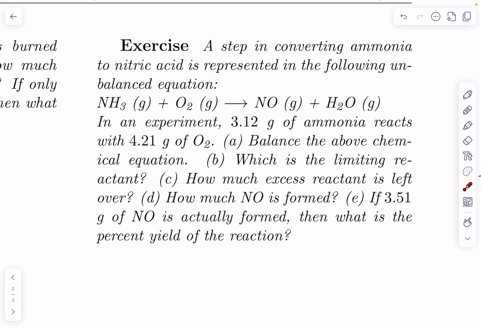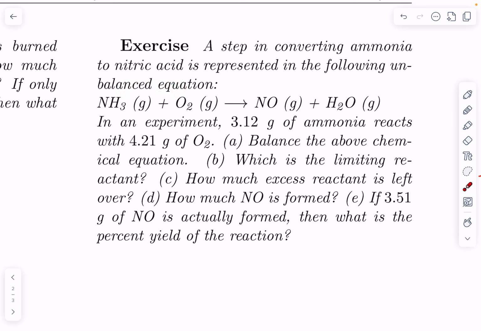Okay, so the A, balance the equation. B, which is the limiting reactant? There's 2 ways you can work these limiting reactant problems. You can convert them into a product and see which one produces the least amount of product. Okay, and that would be fine. That would help you answer question D. The other approach is to convert to the other reactant. So you take the ammonia and convert into oxygen.